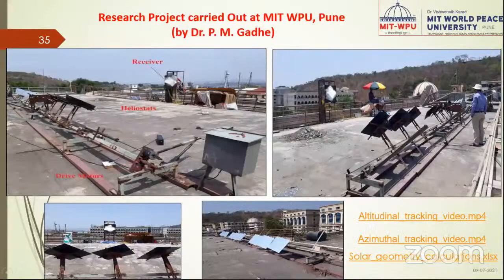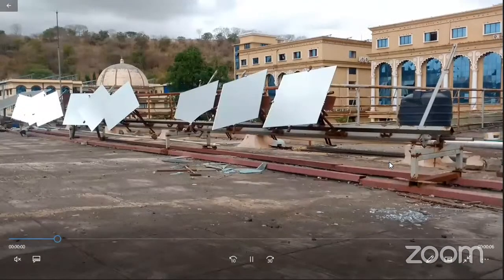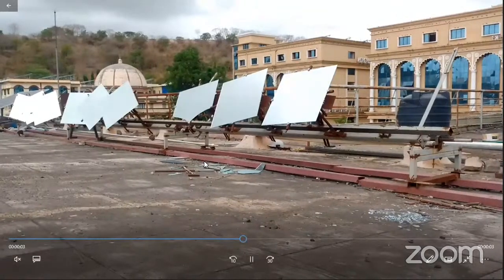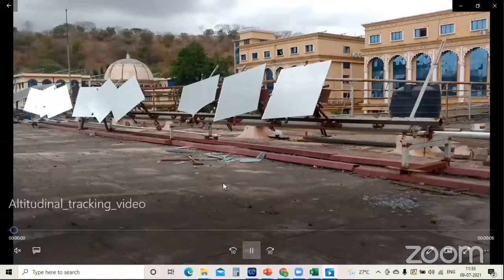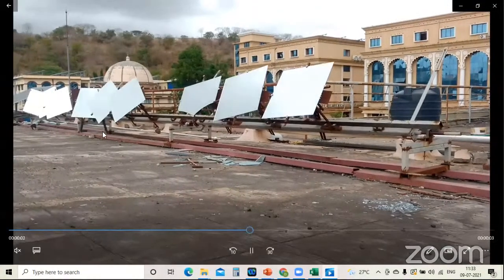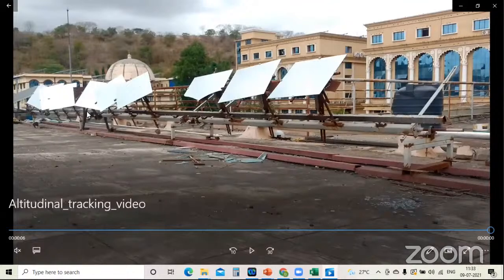So this is the system. Now I'll just show you the video of the tracking of our system. This is the altitudinal tracking. You can see the movement of the mirrors or heliostats. By using a single motor, a number of mirrors are tracked. So you can increase the number of mirrors in this row. Accordingly, you have to change the capacity of the motor, and you can track continuously with the single motor. That is the altitudinal tracking.